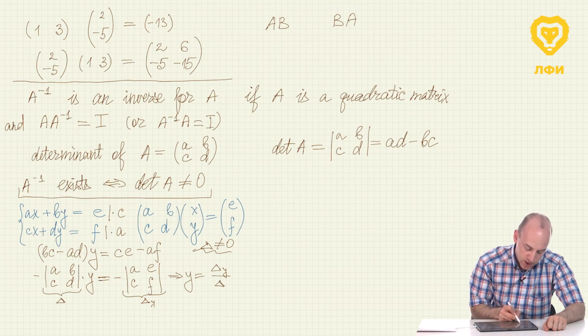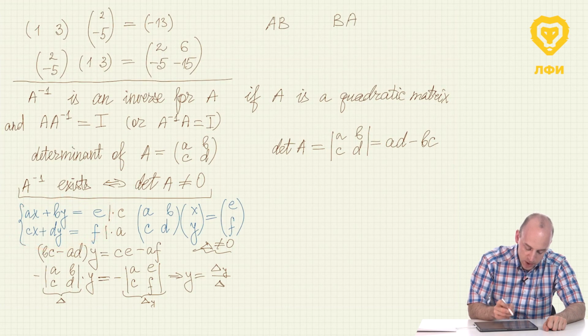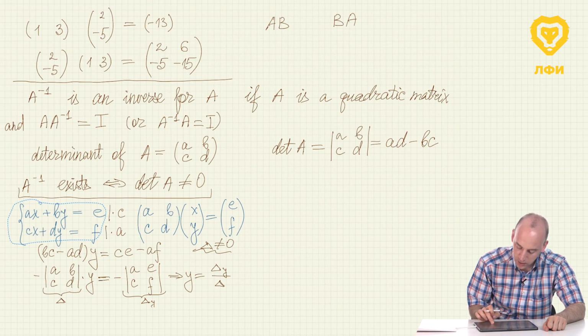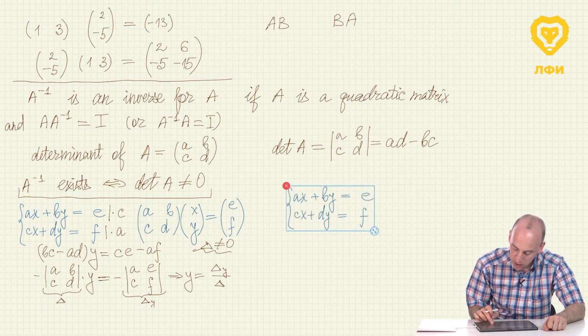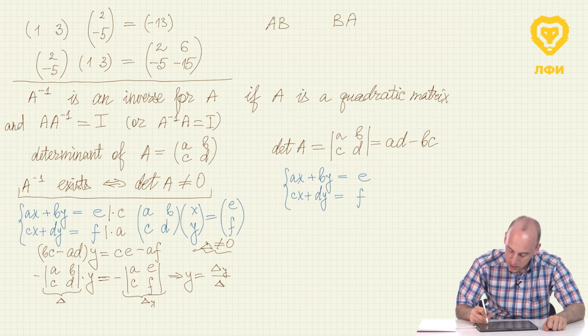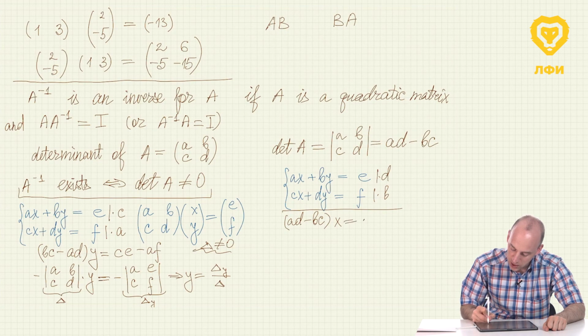We'll consider the same system of equations, but this time we'll have to multiply the first equation by d, the second by b, in order to get rid of variable y. So we multiply the first one by d, the second one by b, and we subtract them. We'll get (ad minus bc) times x is equal to de minus bf.